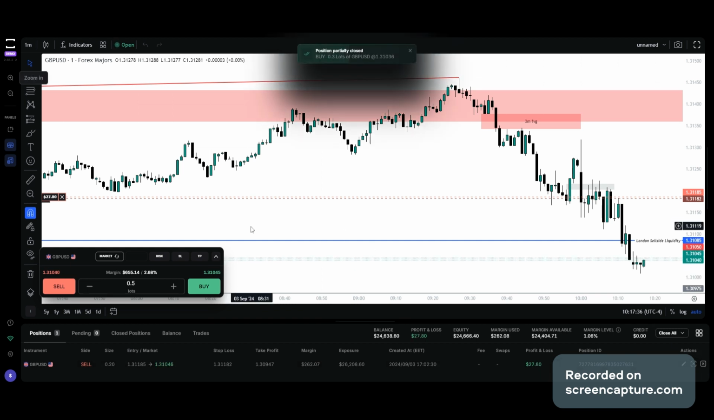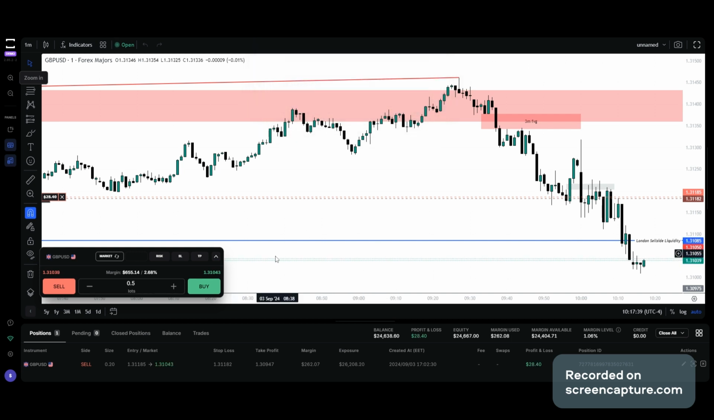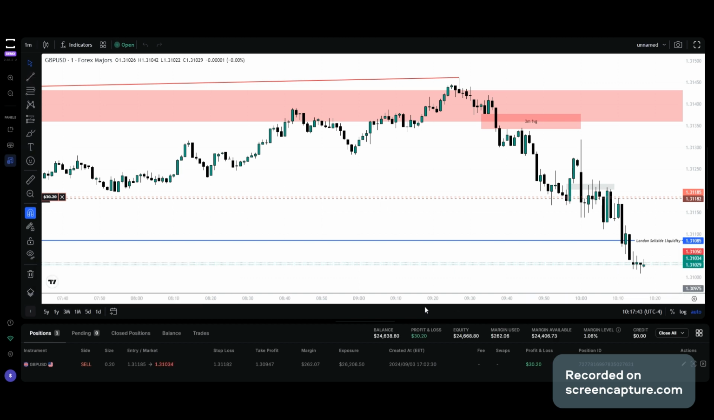All right. So had partial close on both of those positions. Now it's a risk-free trade at this point. Great position to be in.